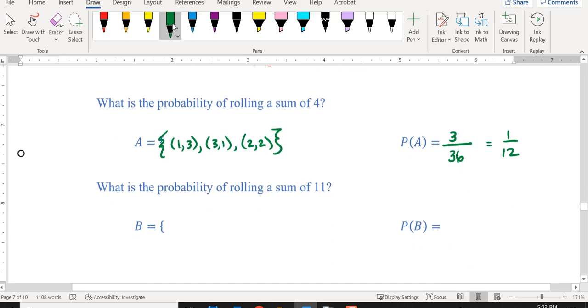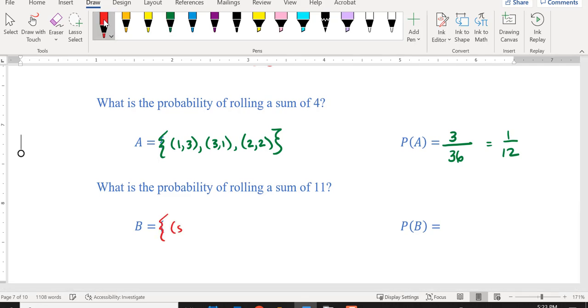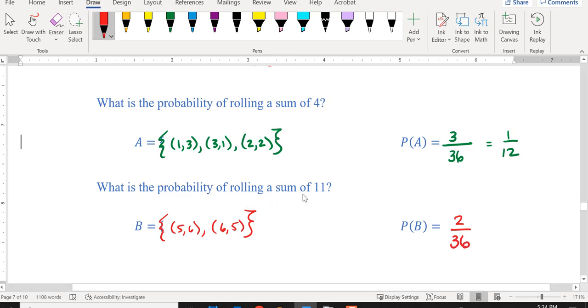What's the probability of rolling a sum of 11? So what was that event? To get an 11 was either a 5, 6 or a 6, 5. That's the only way you can get a sum of 11. There are 2 things in that event, so the number in that event is 2, and the number in our sample space was 36. So the probability of rolling a sum of 11 is 2 out of 36.